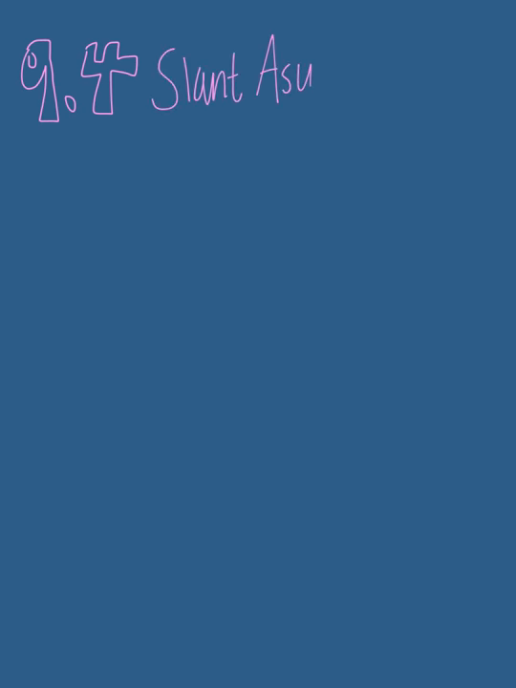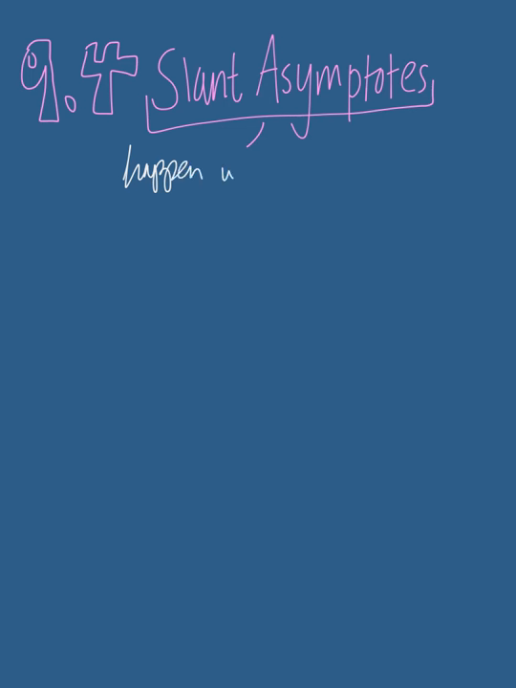All right, this is lesson 9.4, and it's about slant asymptotes. So first we need to talk about what it is and when it happens, which we kind of already did, but let's write it down. So slant asymptotes happen when the degree of the numerator is exactly 1 more than the degree of the denominator.